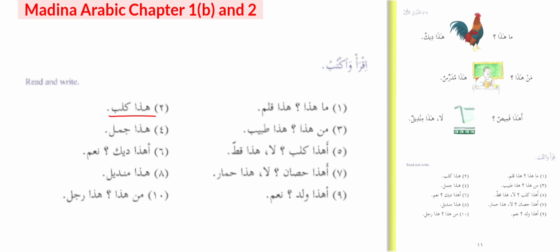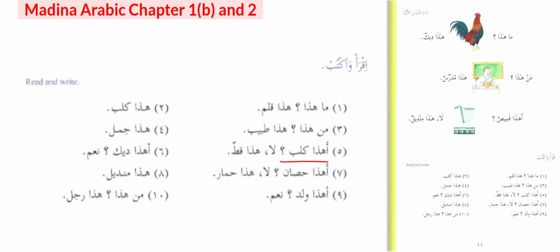Next one, haza, what is this? Kalbun. Man haza? Haza tabibun. Okay. Now what does this mean? Tabib is doctor. Kalb is dog. Qalam means pen. Haza jamalun. Okay. Jamal means camel.